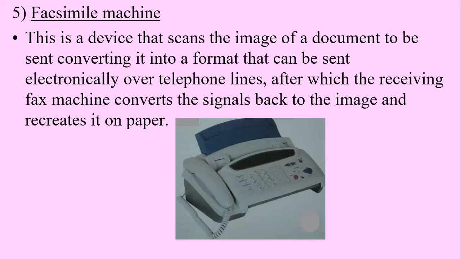The 5th device is the facsimile machine. This is a device that scans the image of a document to be sent, converting it into a format that can be sent electronically over telephone lines, after which the receiving fax machine converts the signals back to the image and recreates it on paper.